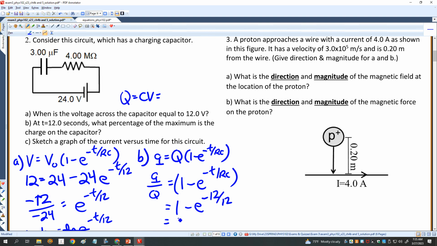That's 63%, or 0.63, or I would take 63%. Either one of those I would take as an answer.